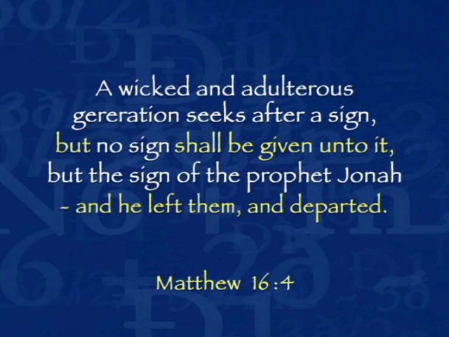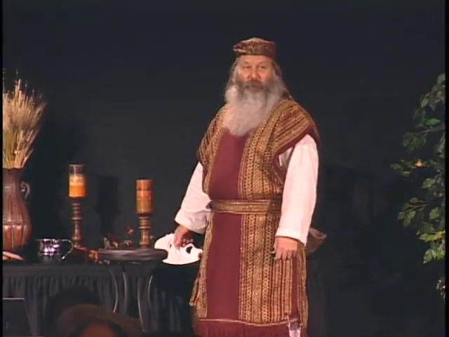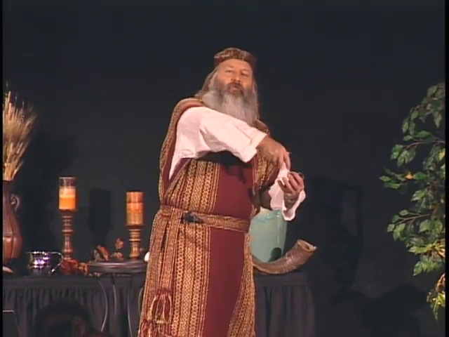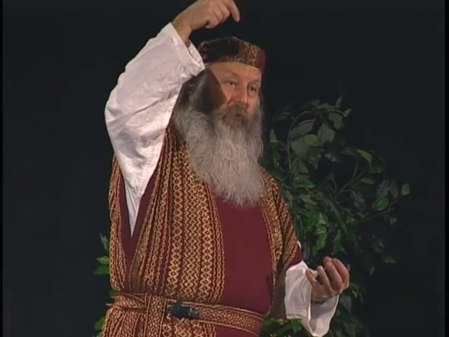A wicked and adulterous generation seeks after a sign. The word wicked is interesting because it's from the Old English word to twist fibers together to make a candle wick. And adultery has to do with the worship of pagan gods. And if what you do is twist this one sign around the worship of pagan gods, you will never, ever be able to count to 3.